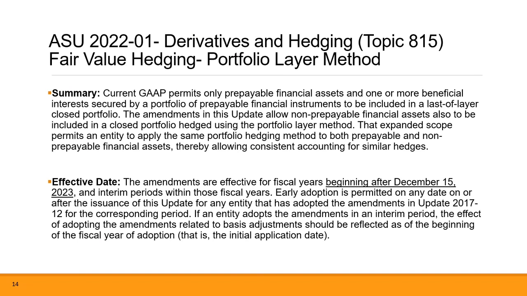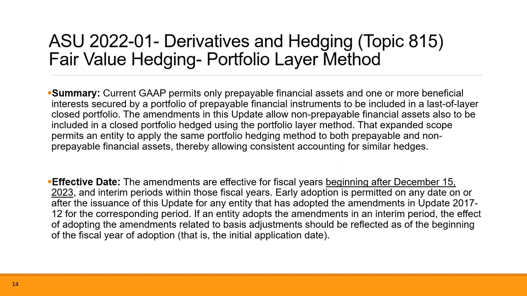Number 2, expanding the scope of the portfolio layer method to include non-prepayable financial assets. Number 3, specifying that eligible hedging instruments in a single layer hedge may include spot starting or forward starting constant notional swaps, or spot or forward starting amortizing notional swaps, and that the number of hedged layers corresponds with the number of hedges designated. Number 4, providing additional guidance on the accounting for and disclosure of hedge basis adjustments that are applicable to the portfolio layer method.